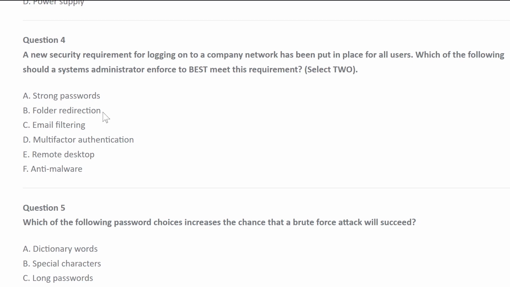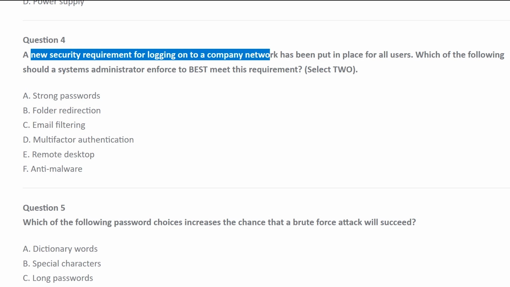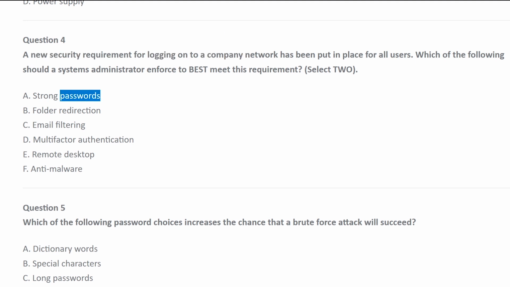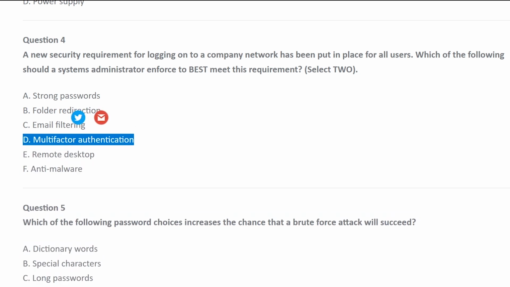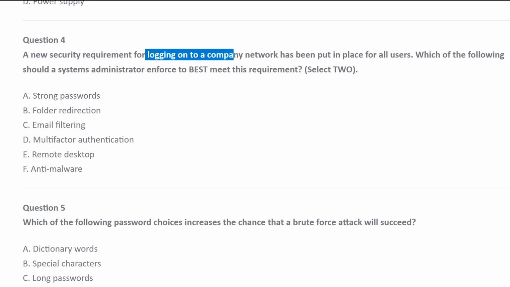So what are the most likely two things that you should do as a system administrator to implement new security requirements for logging into the computer network? We're going to pick strong passwords, and we're going to use multi-factor authentication, because we're strictly talking about logging in onto the company network, and those are the two things that are most related to this. Okay.